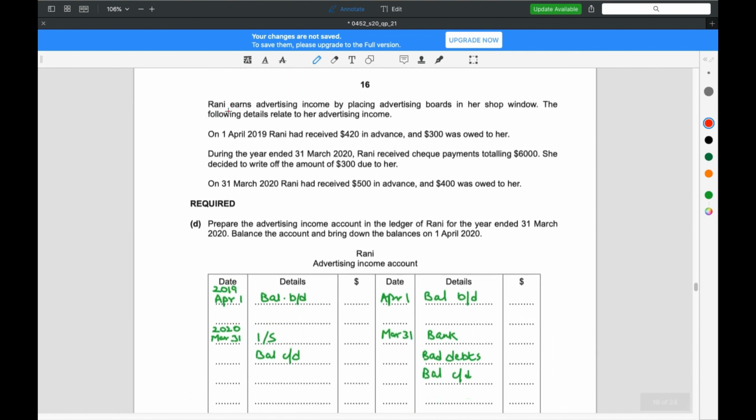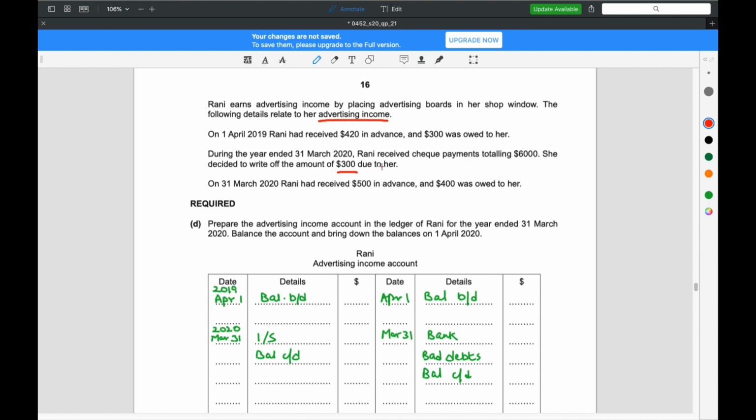Right, so there's another part here. He says Rani earns advertising income by placing advertising boards in her shop window. The following details relate to her advertising income. Alright, so the advertising is income for her, because she has advertising boards. On 1st April 2019, Rani had received $420 in advance, and $300 was owed to her. Right, and then he says during the year ended, she received payments totaling $6,000, and she wrote off $300 due to her.